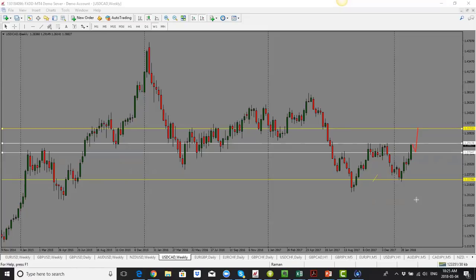So I'm looking for pullbacks essentially, and this week I'm just looking for trend continuations, but looking for pullbacks before we continue on with the trend. So bias for dollar CAD is to the upside.